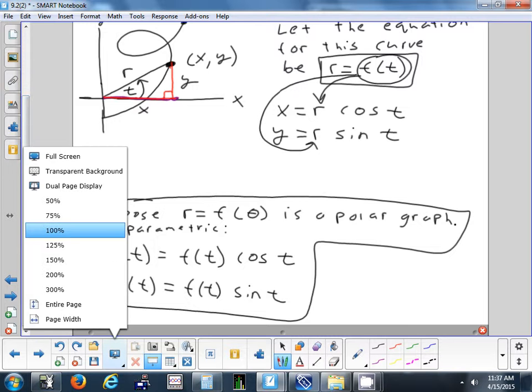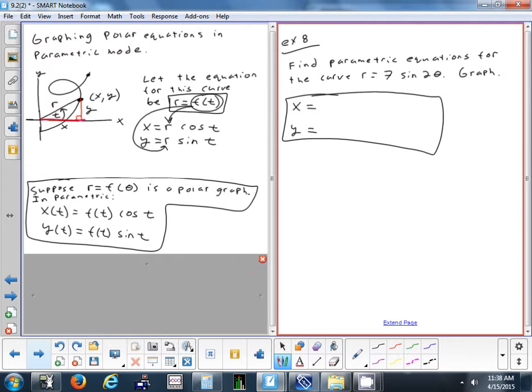All right, let's try an example. Okay, so here's the curve in polar. R equals 7 sine 2 theta. They want us to change it to parametric. In this problem, this is f of theta. You can write it r equals, or you could also write f of theta equals.